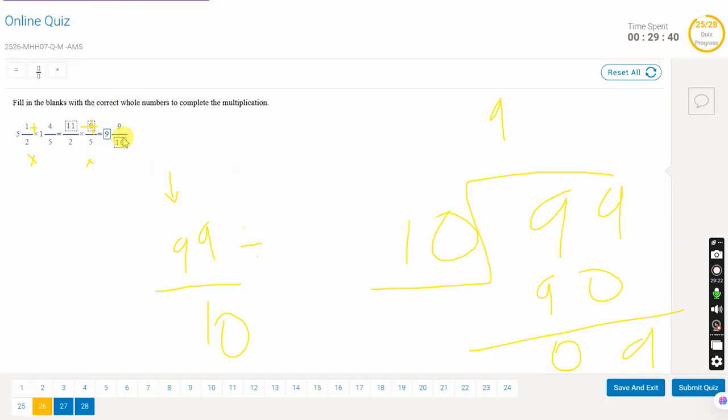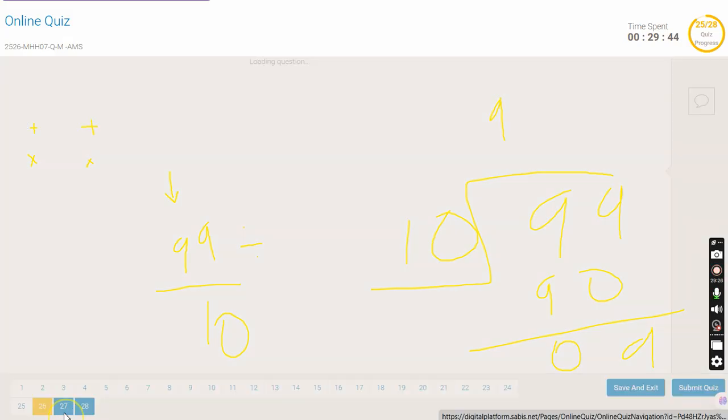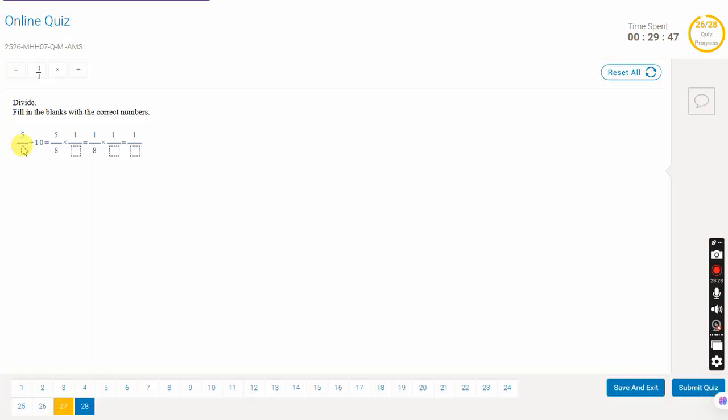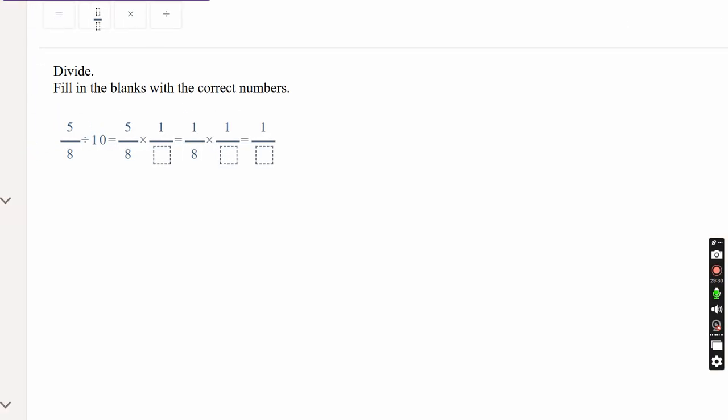Okay, let's go to the next one. So the denominator always stays the same. It's just the side number that becomes the top number. So let's go to the next one. The same thing you'll be doing here. 5 over 8, it'll flip. It'll become 1 over 10. And this one will become 1 over 8.